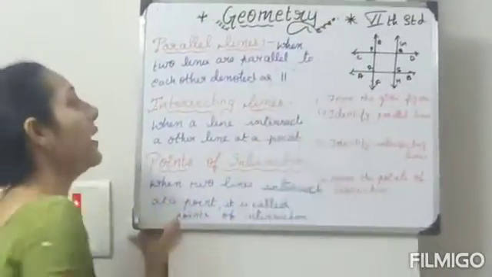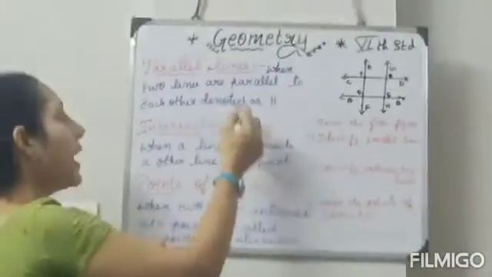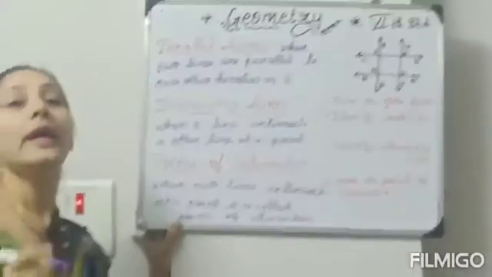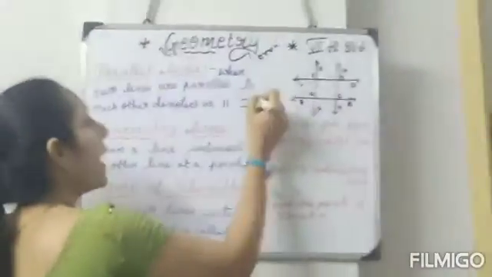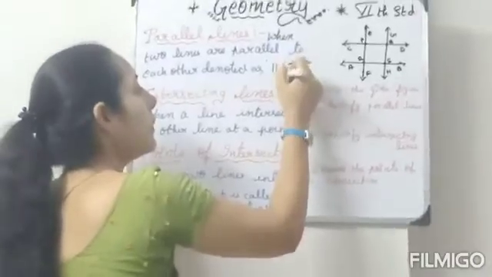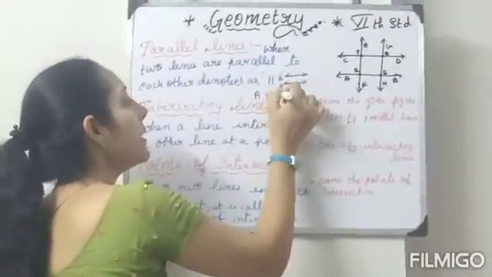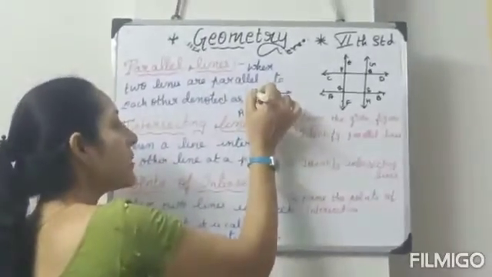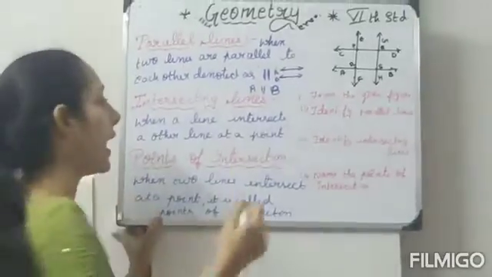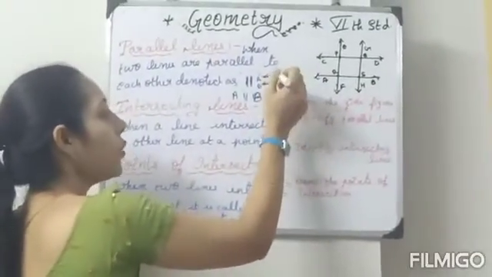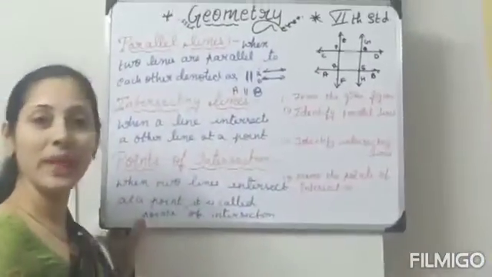Geometry 6th standard, parallel lines. What is meant by parallel lines? When two lines are parallel to each other, then they are called parallel lines. For example, see, this is one line, this is another line, A, B. So, A is parallel to B. And this is the symbol of parallel, how you have to denote it. Is it clear? When two horizontal lines are parallel to one another, A is parallel to B.